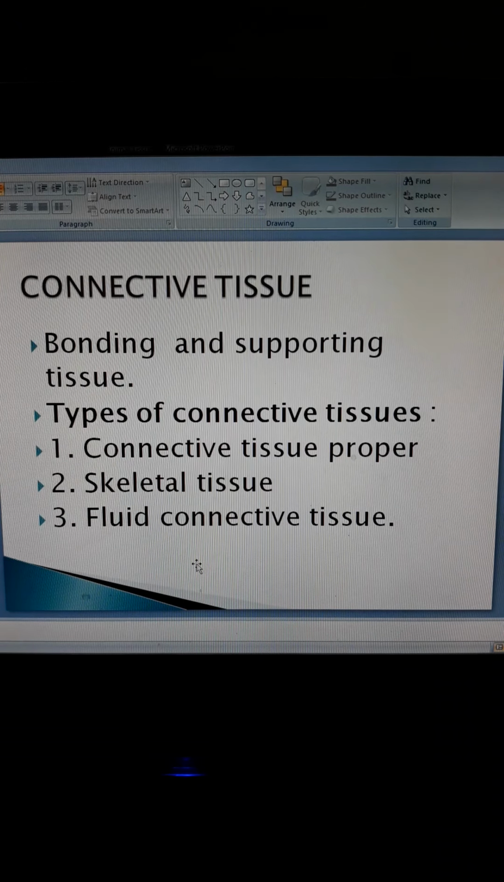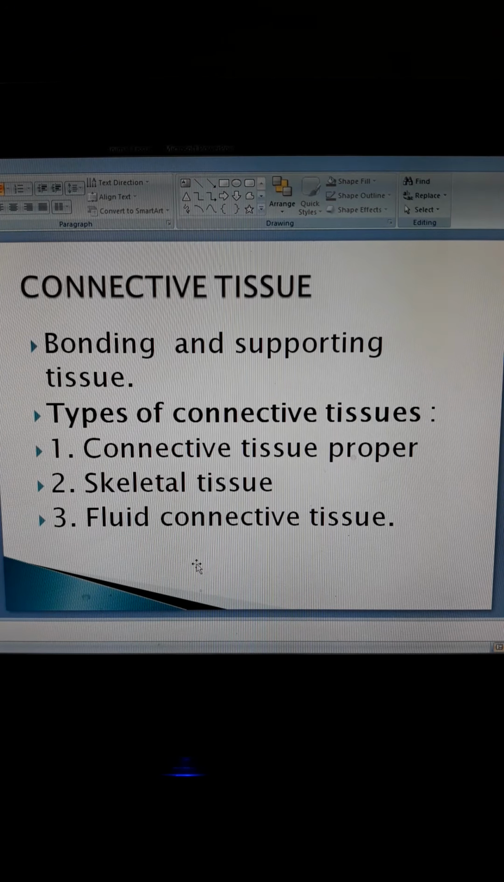Now we come on to the next tissue, that is the connective tissue. Connective tissue is a bonding and supporting tissue. It helps to bind or connect bones to other bones. It can help to connect muscles to bones and binds other tissues also. So it gives support to various parts of the body by forming packing around organs so that they do not get displaced by body movement.